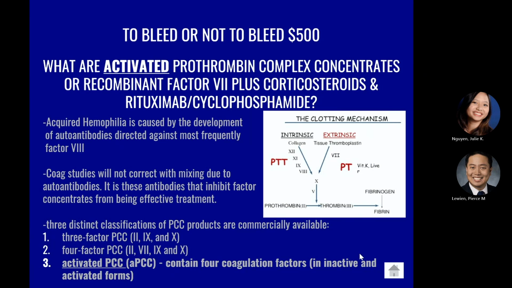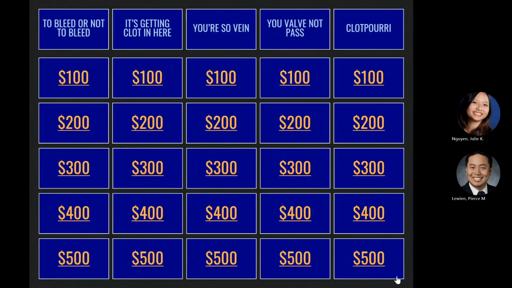And what do we have here at the hospital? 4-factor? For a while, we only had 3, and the difference was factor 7. So now we have 4-factor, which includes factor 7. Okay, it's getting clotty in here for $100.